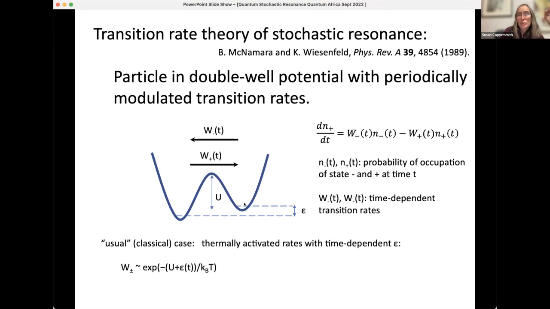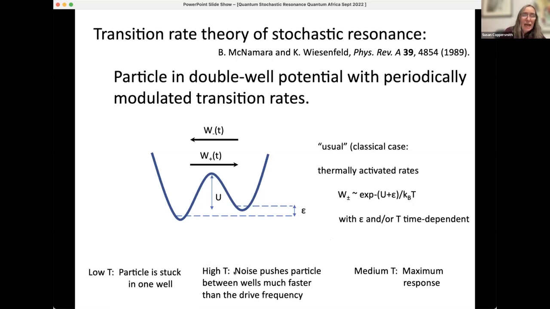And now being more specific about the difference between the classical and the quantum, classically, the rates are proportional to a Boltzmann factor. So there's an exponential of minus U, this height, plus epsilon of t, that's the modulation, divided by kT. But here you see, everything depends on energy divided by kT.